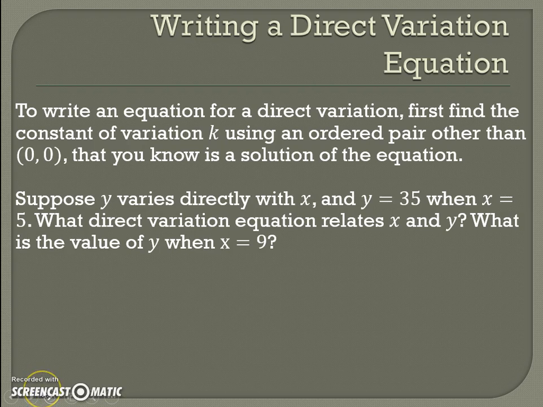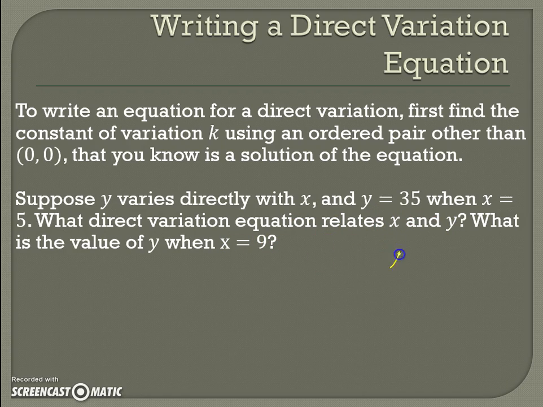Let's keep moving here. To write an equation for a direct variation, first find the constant of variation k using an ordered pair other than 0, 0 that you know is a solution of the equation. So it says, suppose y varies directly with x and y equals 35 and x equals 5. What direct variation equation relates x and y? What is the value of y when x equals 9?